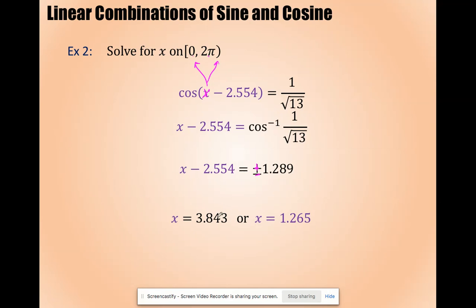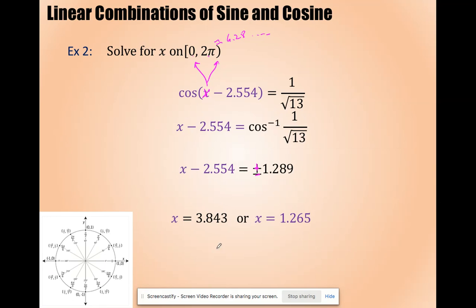So what about these numbers? Are these numbers between 0 and 2 pi? What is 2 pi? 2 pi is approximately 6.28-ish. So I got 3.8-ish and 1.2-ish. Where's 1.2? And where's 3.8? Which quadrants are those in?